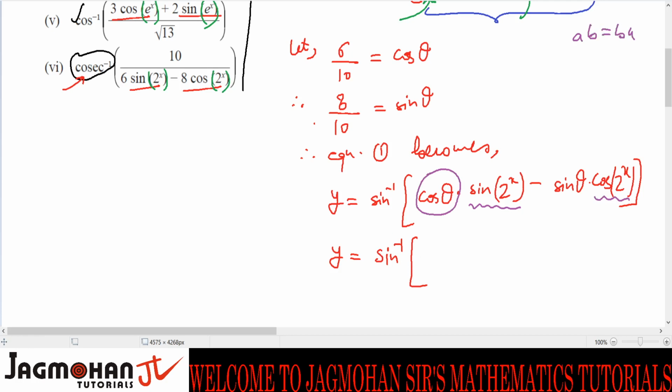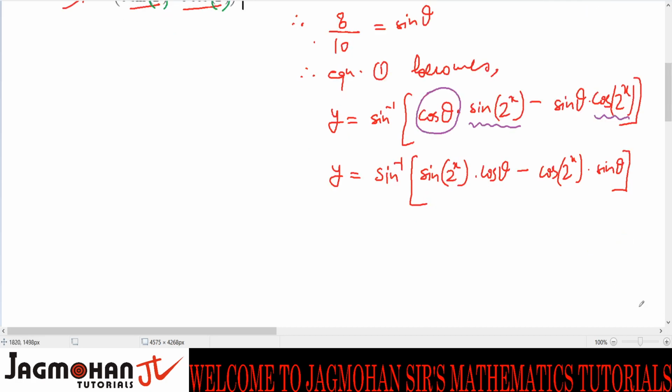I want to write it in the formula form. So this is sine of 2 raised to x cos theta minus cos of 2 raised to x into sine theta. Now check this, students, what is it? Look at this pattern. It is sine a cos b minus cos a sine b. So this is sine of a minus b. So y equals sine inverse of sine of a minus b.